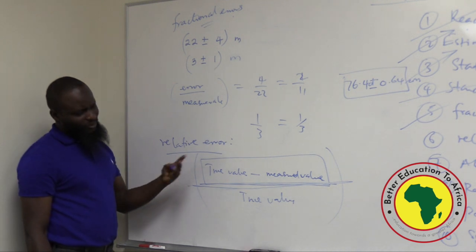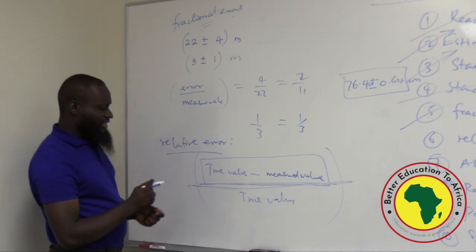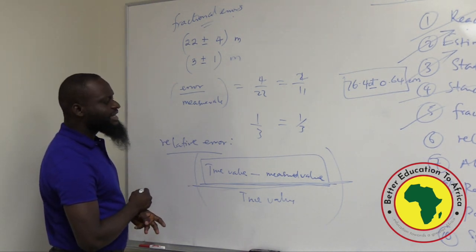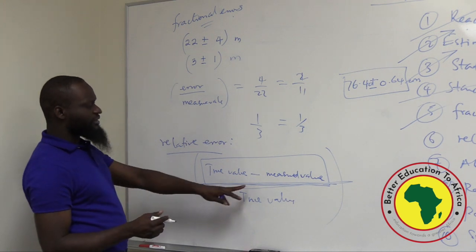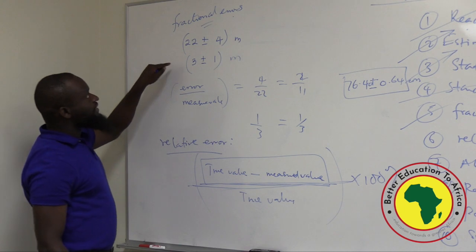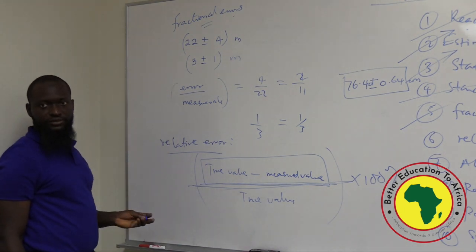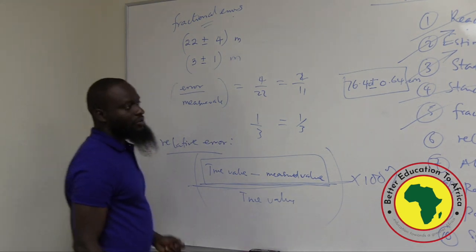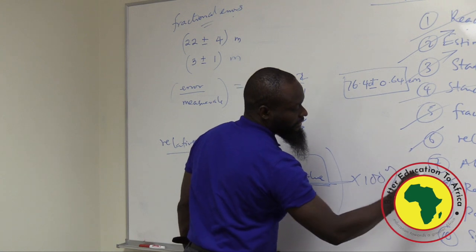I'm supposed to give examples. It's a lot of information. Let's see how we go about that. Then percentage error is just to multiply. If you multiply this by 100, it's a percentage error. You can also multiply the fractional error by 100 to get a percentage error. So, relative error, percentage error.